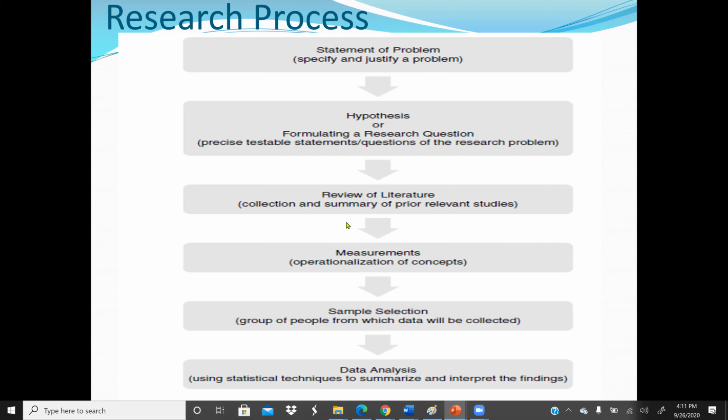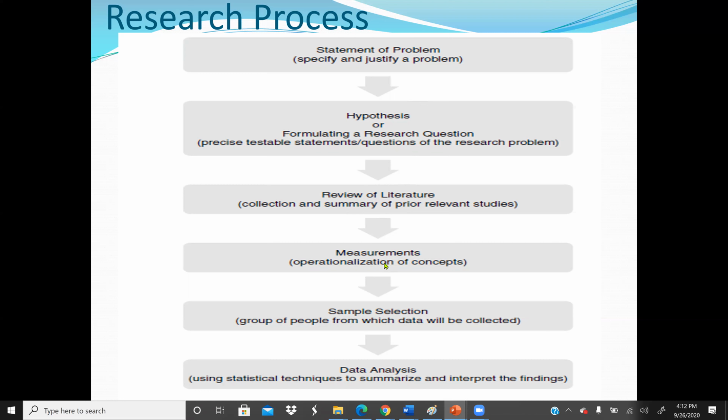This is a collection and summary of related or relevant studies. I will use the term related. Because review of literature, I want to get the studies that have been done previously, and those studies are either the same as what I'm doing, or they are related to each other. After we do the review of literature, it will even help us to get the background of our studies or our research.